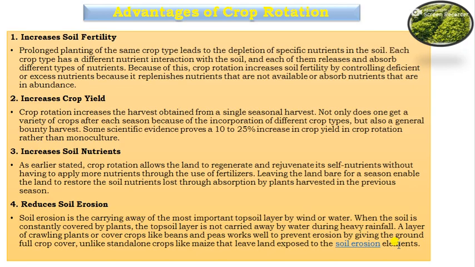Then the next point, that is advantages of crop rotation. It increases soil fertility, as prolonged planting of the same crop type leads to the depletion of specific nutrients in the soil. Each crop type has a different nutrient interaction with the soil, and each of them releases and absorbs different types of nutrients. Because of this, rotation increases soil fertility by controlling deficient or excess nutrients, because it replenishes the nutrients that are not available or absorbs nutrients that are in abundance.